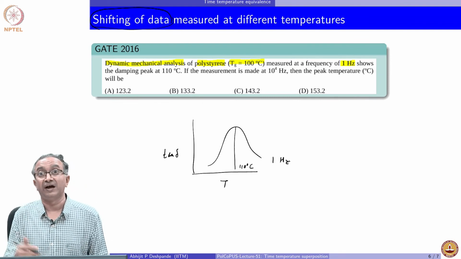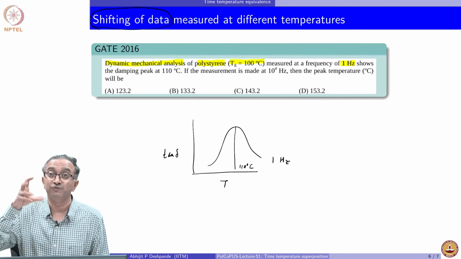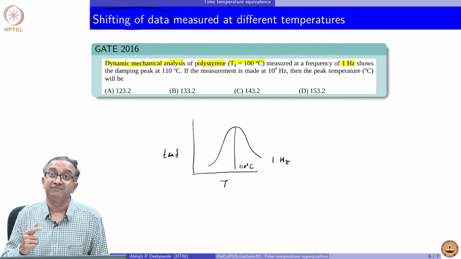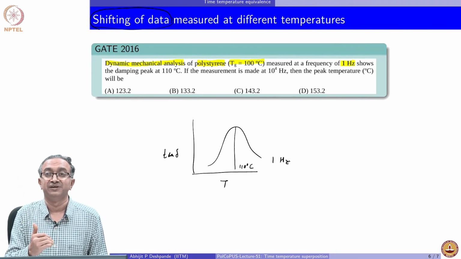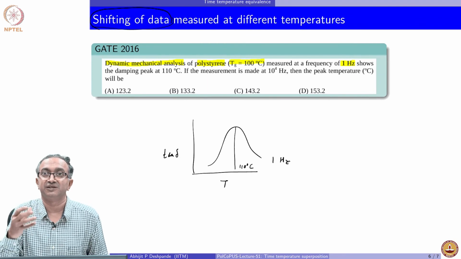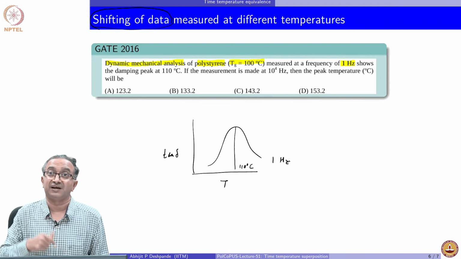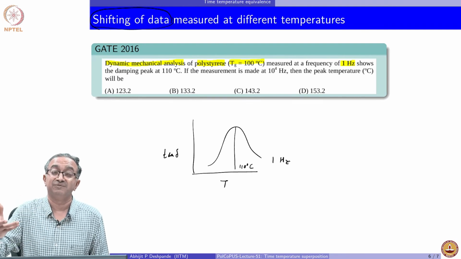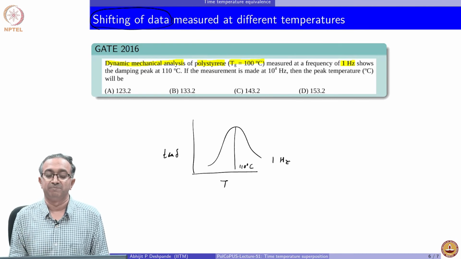But now when I go to a higher frequency, the segments will appear to be frozen because I am doing too fast a test. But if I go to a higher temperature, the relaxation time comes down. The relaxation time associated with segmental relaxation comes down, and so again I can observe this damping peak, because at higher frequency and higher temperature there is sufficient segmental mobility for us to observe the damping peak.